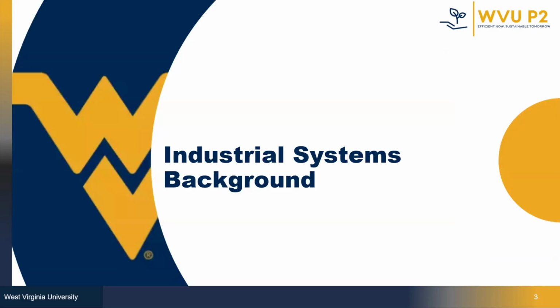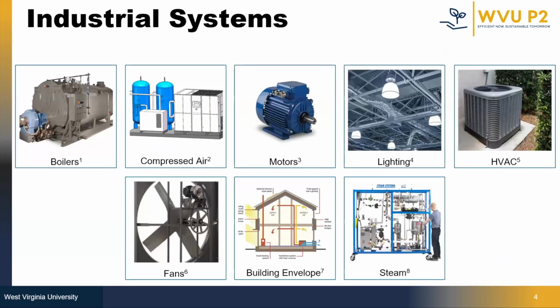So before we jump into the discussion on boilers, let's look at what we mean when we talk about industrial systems. So industrial systems are the backbone of industrial facilities. They are the common systems you will find in almost every plant, and they are the main focus when we look for energy efficiencies. So some key systems are like boilers.